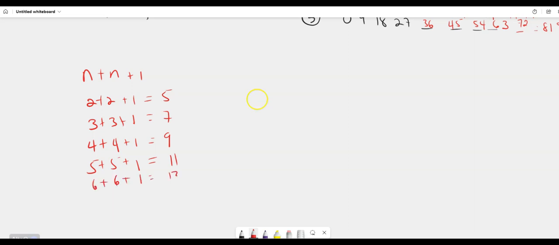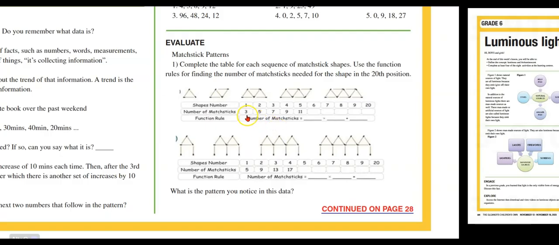This would give you 13. Okay? So let's see. So we have 3, 5, 7, 9, 11. Okay? 5 plus 5 is 10 and 1, 11. So we'd have 6 plus 6 plus 1 giving you 13.